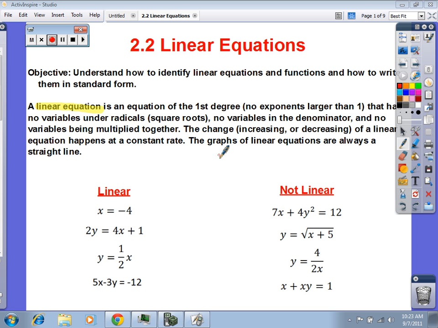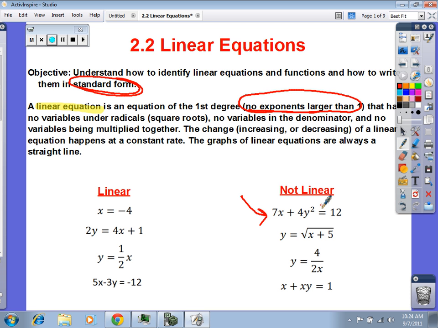Today's work, you're going to do linear equations and this standard form. A linear equation has to meet the criteria. You can have no exponents bigger than 1. Circle that. That's the first thing. So like this guy right here, that is an exponent of 2. So that's not going to be linear.